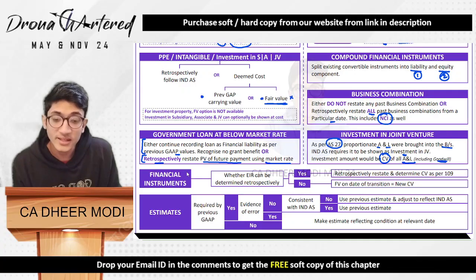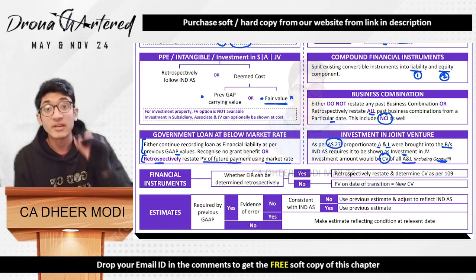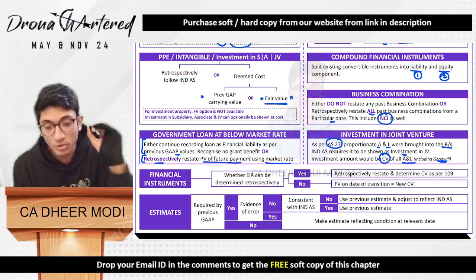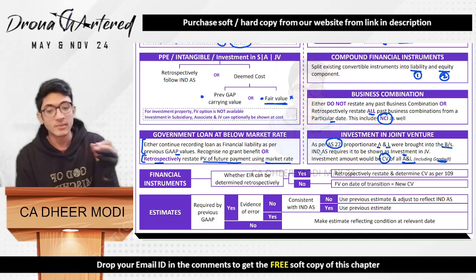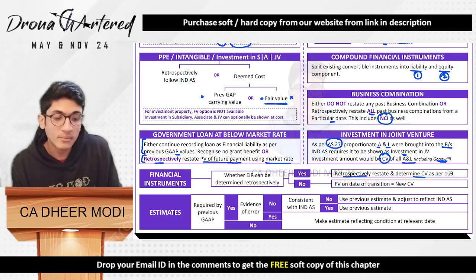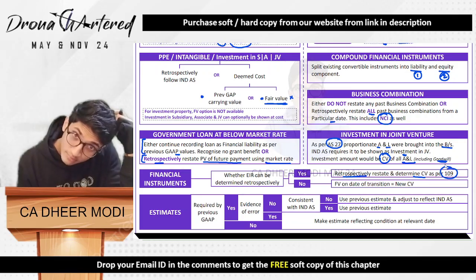So you have to see, in case of any financial instrument, whether my EIR, that is my effective interest rate, can be determined retrospectively or not. If the answer is yes, that the EIR can be determined retrospectively, in such a case, you will have to retrospectively restate and determine the carrying value as per IND AS 109. IND AS 109 videos will also be there.